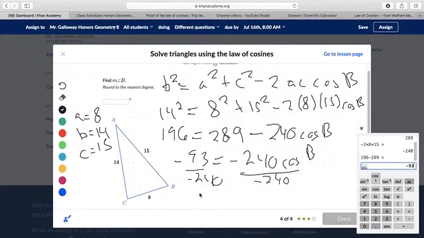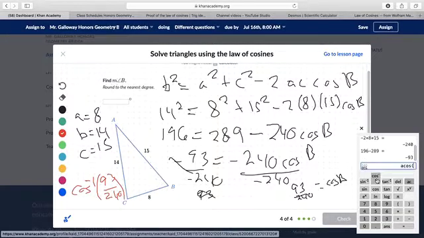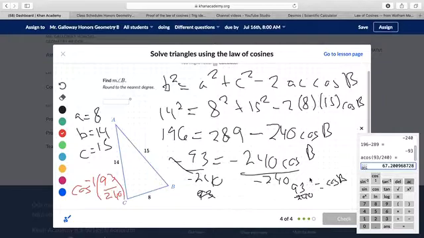We can just leave this as a fraction. We'll get rid of the negatives though, just to simplify the fraction a little bit. So in our calculator, we're going to put 93 over 240, and this equals cosine B, right? Well, we can't just put cosine B in there. We have to make it inverse. So this is what you'll put in your calculator: inverse cosine, parentheses 93 divided by 240. And we get 67 degrees. Nearest degree, so 67. Does that make sense? Yeah, it seems reasonable.